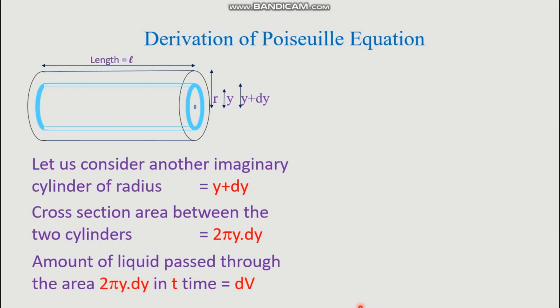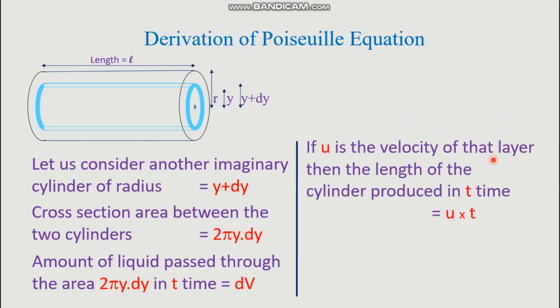which passes through this shaded area, through this ring. Very simple. It is actually the cross section area into the length which is obtained after allowing it to move for time t. Then if u is the velocity, then what should be the length of movement? Now it is t into u. So if u is the velocity of that layer, then the length of the cylinder produced in t time is u into t.